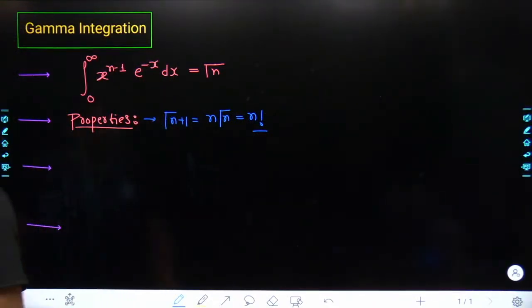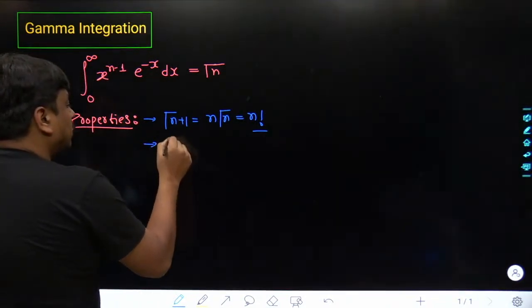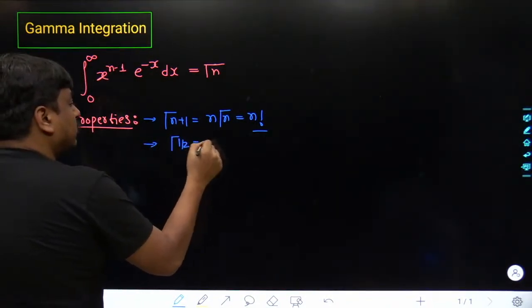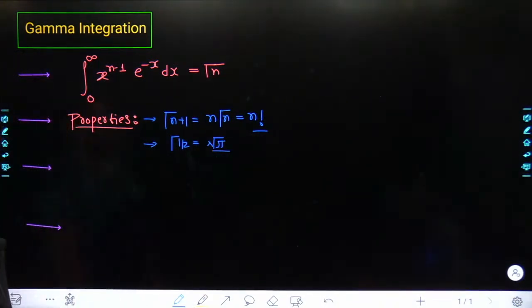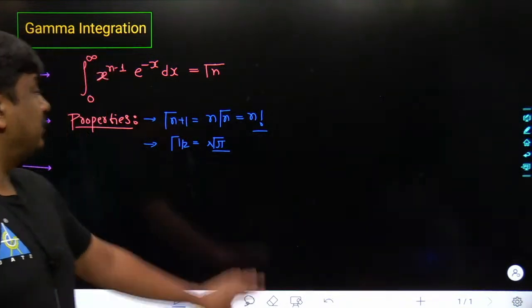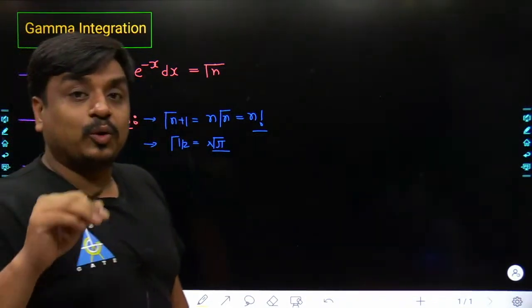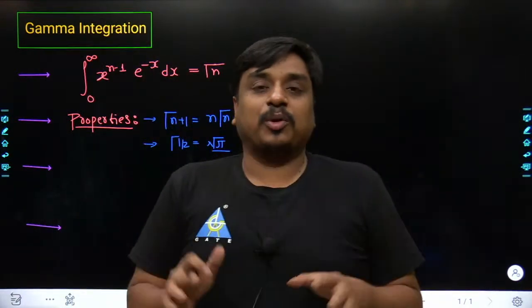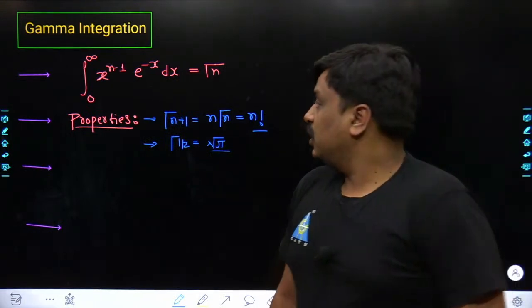Agreed? The next important property which follows is gamma of half equals root pi. So these two important properties as well as the basic structure of the gamma integration are more than enough to crack almost all sorts of problems which are based on the concept of the gamma integration.